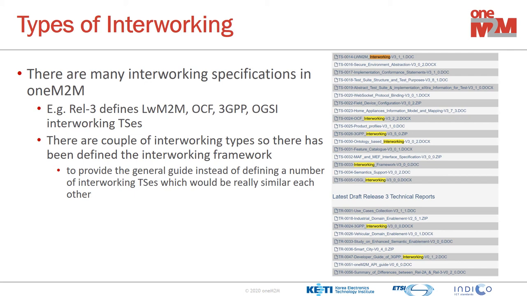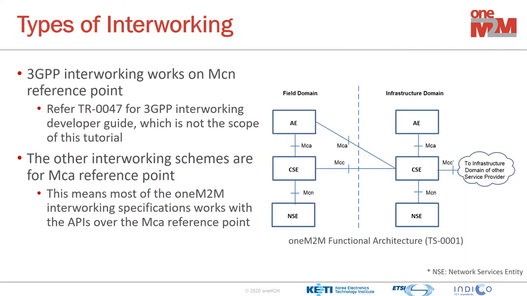Let's narrow down the scope of interworking that we are going to practice today. The first thing, which is not in the scope, is the 3GPP-like interworking. This is one of the diagrams from the functional architecture specification, TS-0001. Let's remind ourselves what it is. This is the application entity, which is basically the one application, the CSE, the one platform, and the network services entity, basically the network server side API server.